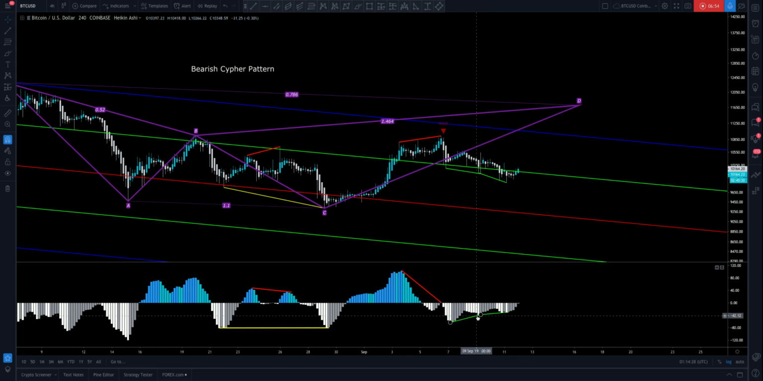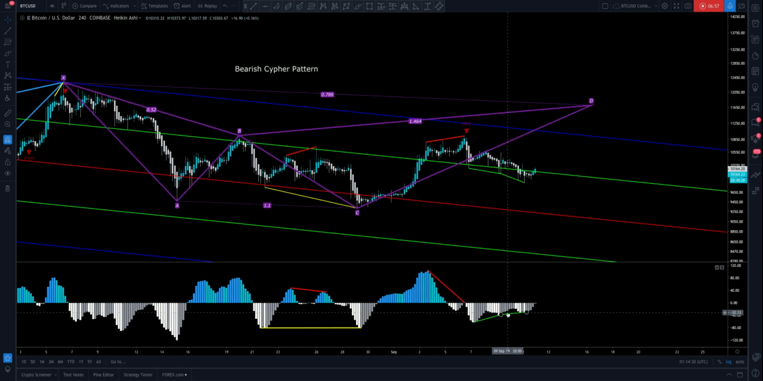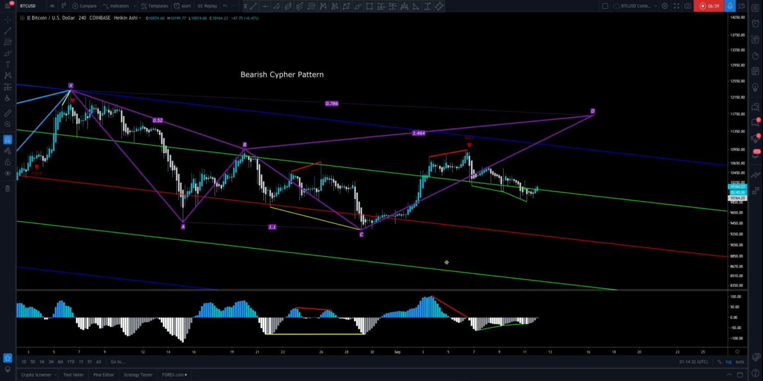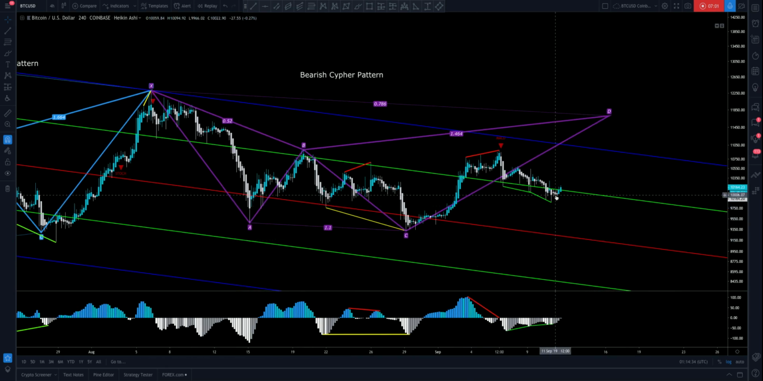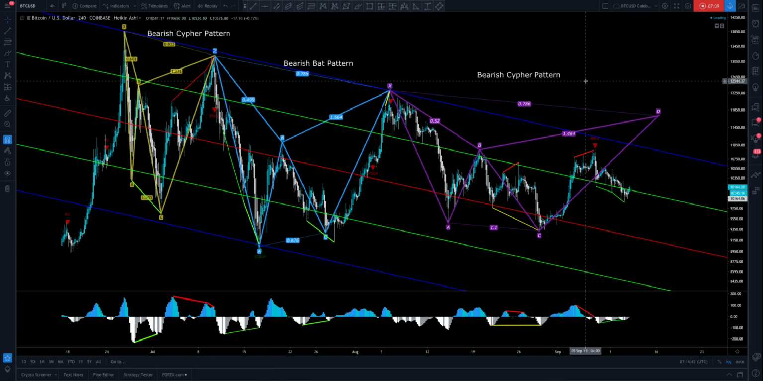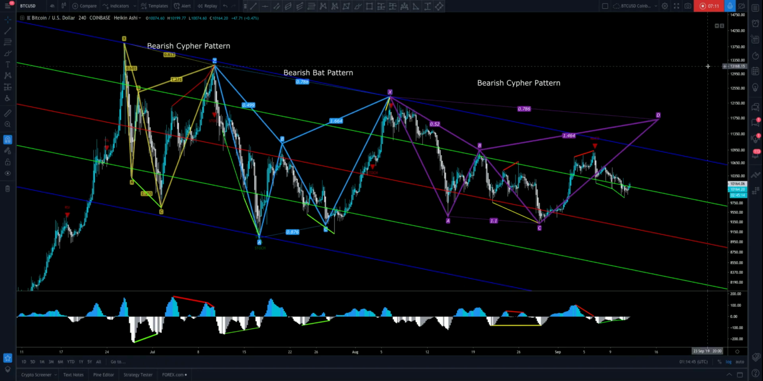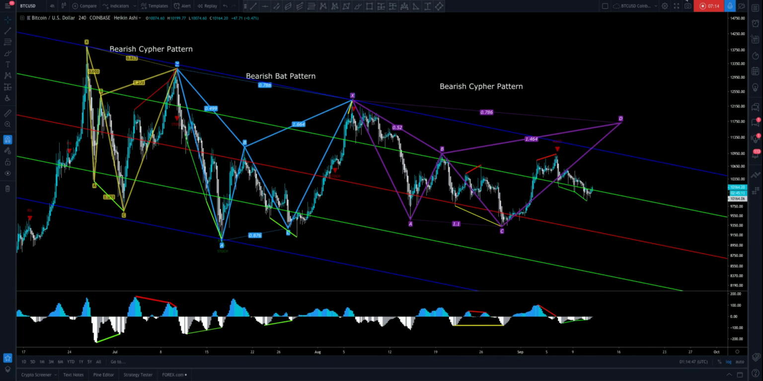Now we finally are starting to recover as far as momentum goes, and this could act as fuel for our next push up, for our next leg, the D leg of the bearish cipher pattern. Again, this is just a quick update on Bitcoin now that we had the daily close. Looking for this 11.7 short entry target of the cipher.